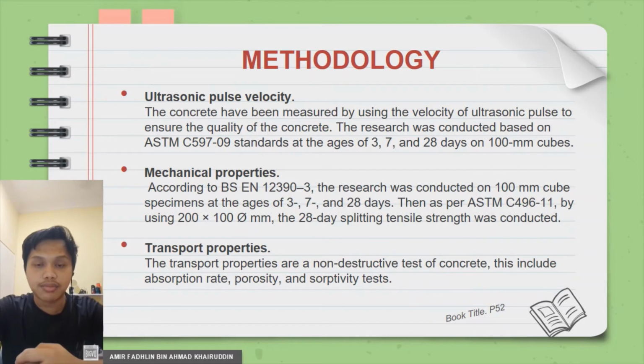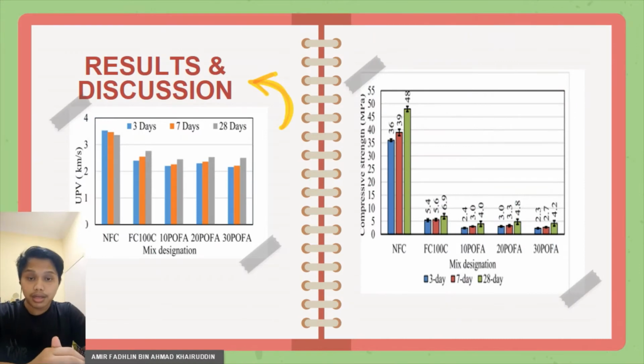Last one, we have transport properties. The transport properties are a non-destructive test of concrete. With that, we include absorption rate, porosity and sorptivity tests. Okay, now we're going to see the results and findings. For the left side, we have UPV and on the right side, we have compressive strength.